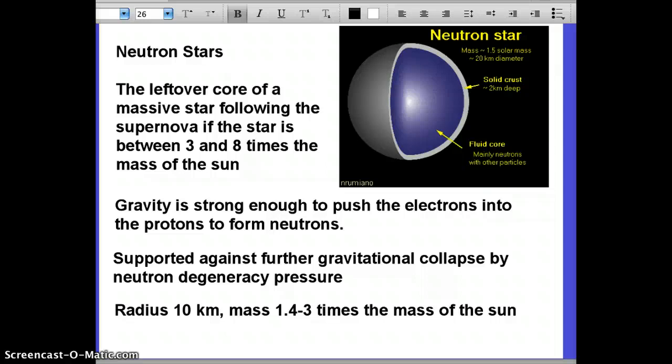Now, it does stop collapsing at a certain point when the radius is about 10 kilometers. There's an equivalent to electron degeneracy pressure that neutrons do. That's called neutron degeneracy pressure, and that is stronger than electron degeneracy pressure, so it can support greater amounts of gravity. The 3 times the mass of the sun limit that we get is the limit for neutron degeneracy pressure, and later on we're going to learn what happens if the mass of the core is even bigger than that. And you can start imagining where this is going to go.